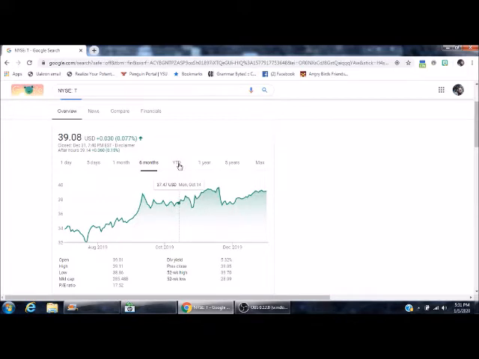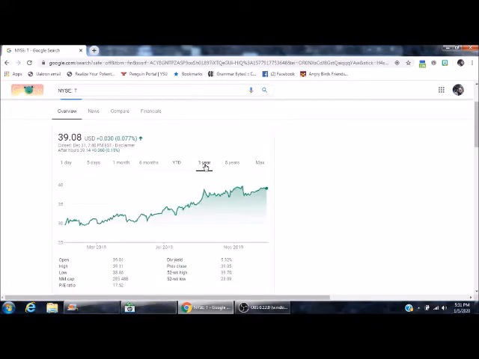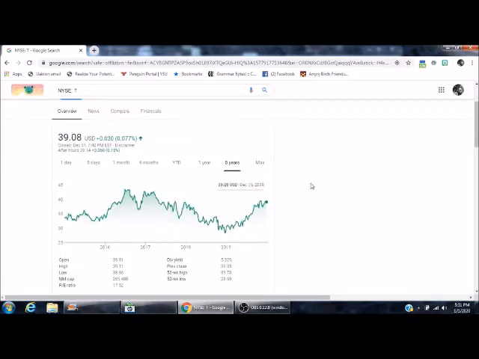I can change to year to date, and since it's technically January 1, it's not going to show me anything. Past 1 year data has been on a steady increase from a low of around $29.54 to its current sale price of $39.08. I can change to 5 years. Over the 5-year span, it hit a fairly rocky patch right here where it went way down, and now it's back up. It's not back up to its highs, but it is on the rise.